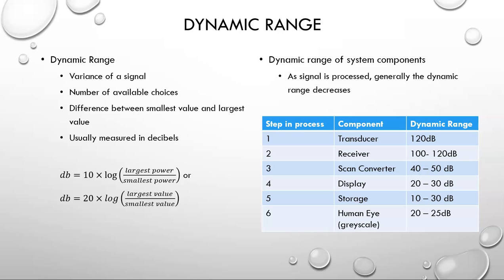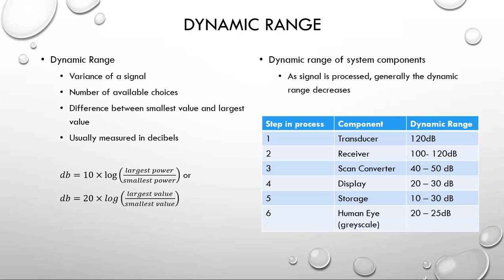You'll also need to know the dynamic range of system components approximately. And by that I mean, what has the highest dynamic range? Just like in the body we have different tissues that have different speeds of sound, in our ultrasound instruments we have different parts of it that can handle different dynamic ranges. The transducer, as I mentioned earlier, has the most dynamic range of about 120 decibels. The receiver has the next most of about 100 to 120.